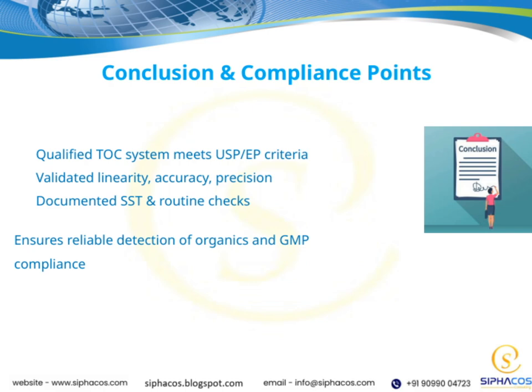Additionally, we have documented both the sample suitability test, or SSD, and routine checks. This documentation is vital for maintaining traceability and demonstrating ongoing compliance over time. All of these elements work together to ensure that we can reliably detect organics, which is crucial for product safety and quality. Plus, they help us stay compliant with GMP regulations, ensuring our processes meet all necessary standards. In summary, these points reinforce the robustness of our system and our commitment to quality and compliance throughout the process.